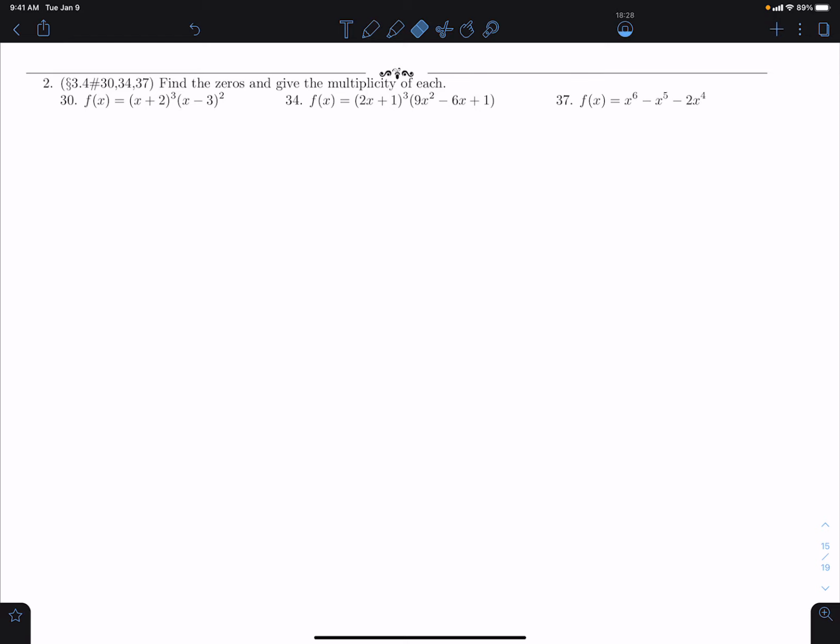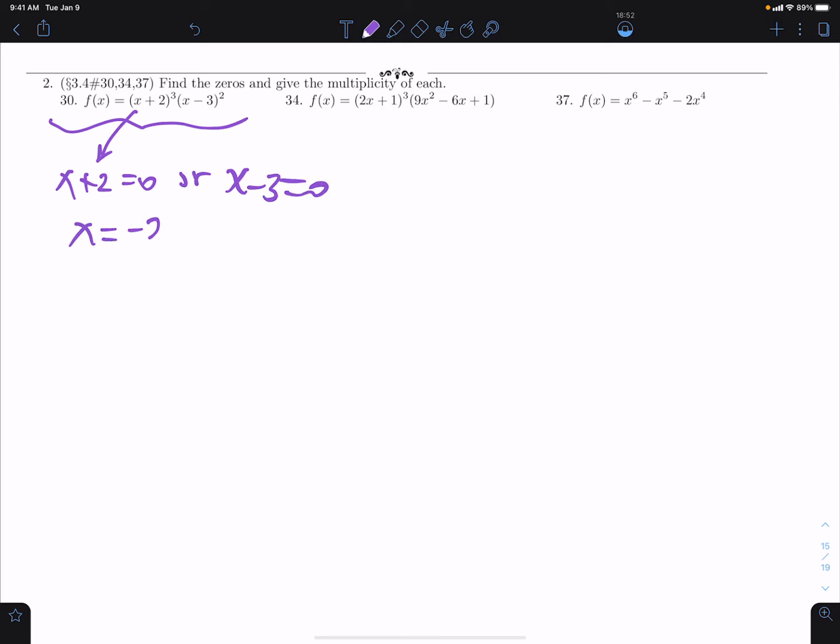Okay, we're going to work on number 2. Find the zeros and give the multiplicity of each. Well, again, we're going to use the zero principle, and we can start with exercise 30 at the end of section 3.4. By the zero principle, you can see that either x plus 2 is 0 or x minus 3 is 0. So the two solutions are x equals negative 2 and x equals 3.